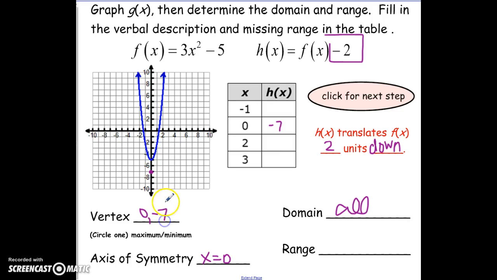So I just got a lot of information, which will be a minimum. And the range is now going to stop here at my vertex. So y will be greater than or equal to -7. So now all I have to do is fill in these other numbers, which I can either just subtract 2 from that first table, or put my new function in the calculator and look at the y equals table.